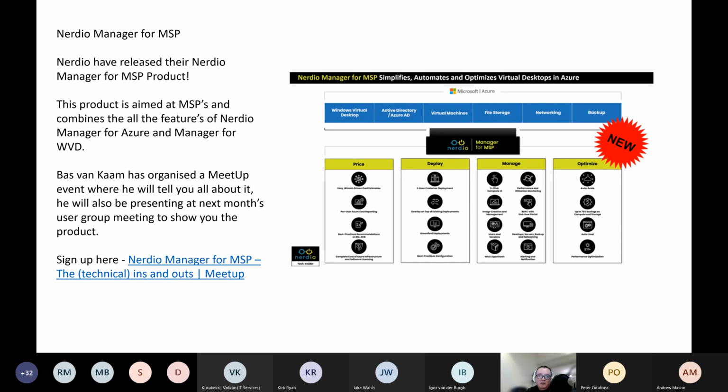So all your servers, your domain controllers, all that stuff, and they've brought all the features together as well. So all the awesome auto scale stuff that you had for WVD, you now get for the rest of the infrastructure. So definitely check that out if you are a managed services provider or partner. Have a look at that. It's definitely worth checking.